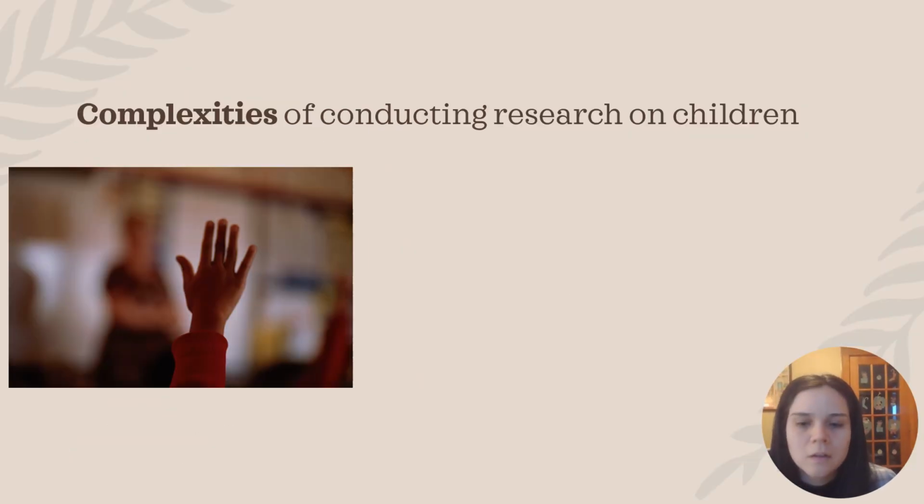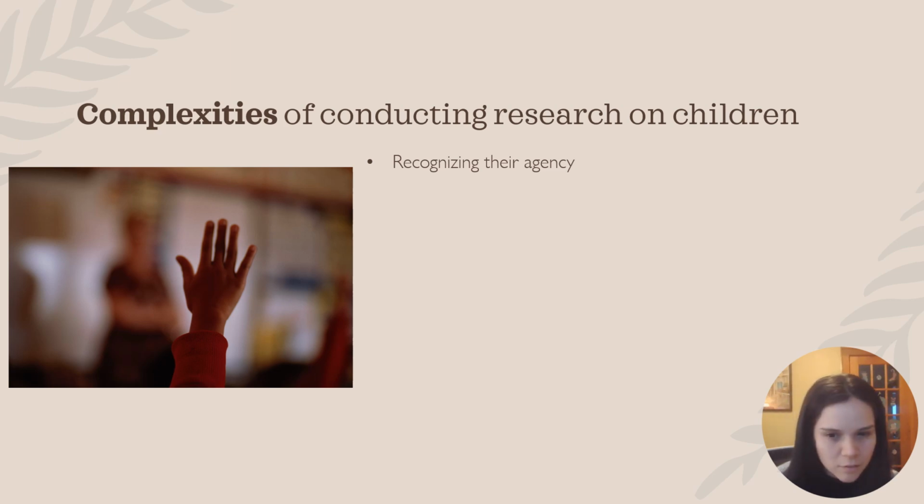Something that I found in the book overall, or where I focused, are the complexities of conducting research on children. On one hand, we have to recognize their agency. Yes, they are minors, they are developing, they are growing, but it's still them who make sense of their experiences, even though we as adults influence a lot of those experiences. In the end, it's them making sense of them.